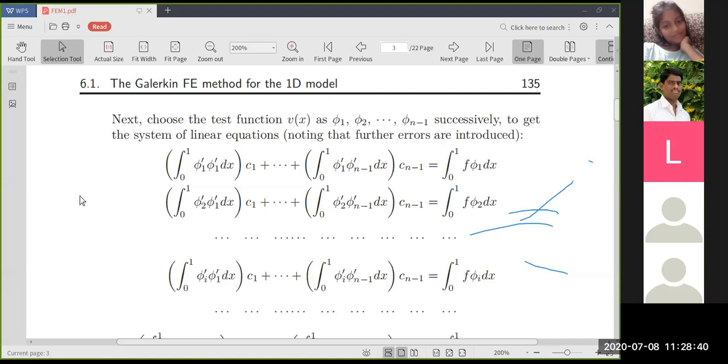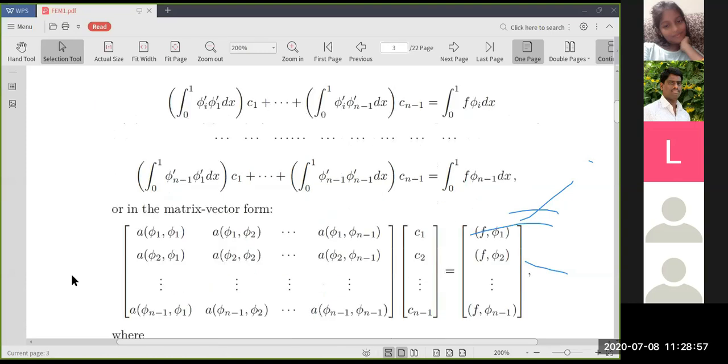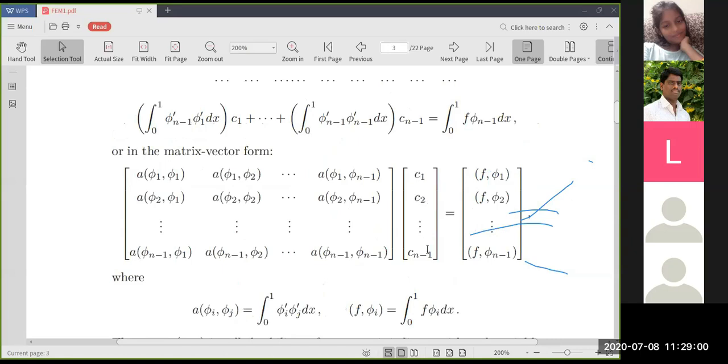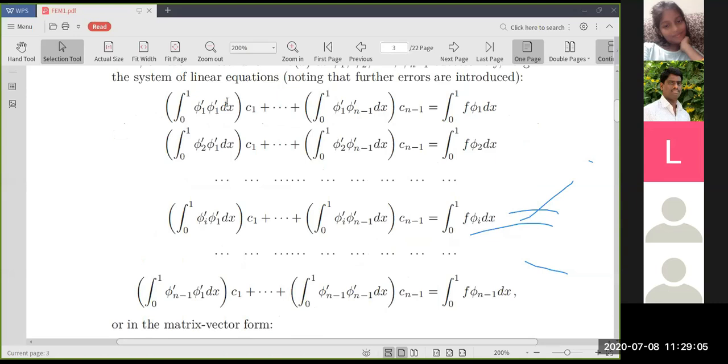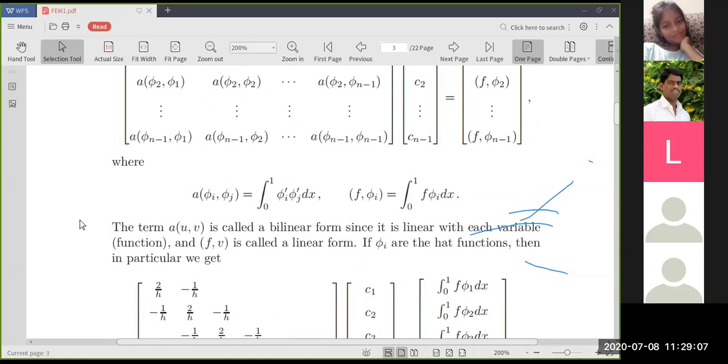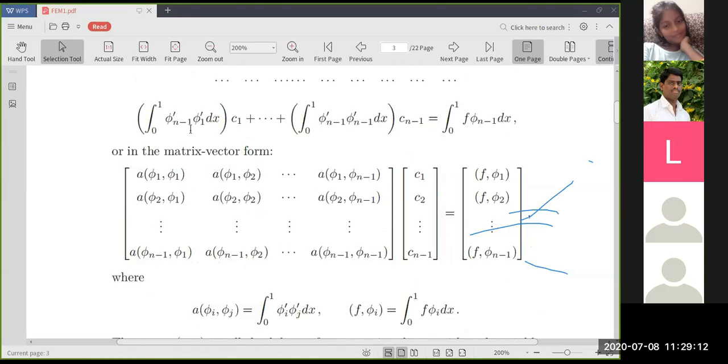This is how you get the system of linear equations. We need to solve the system of linear equations for c1, c2, etc., cn minus 1. This is how we have to solve this linear system to find the coefficients c1, c2, etc., cn minus 1. So this is the matrix. I am representing this integral in a different format. I am trying to put that integral as a of vi pj equals integral 0 to 1. So this term I am denoting by a of vi pj. In matrix notation we can write it like this.